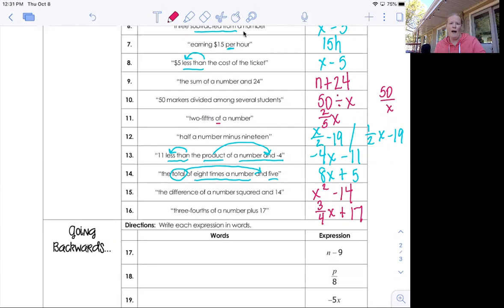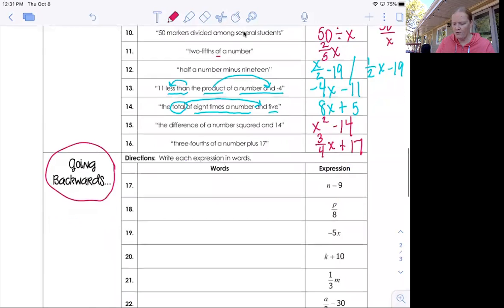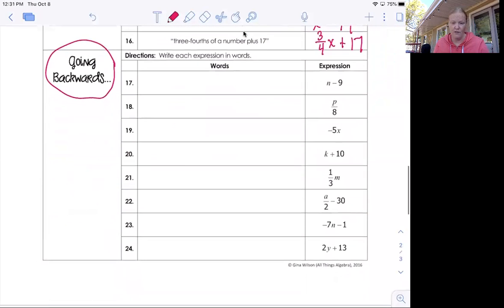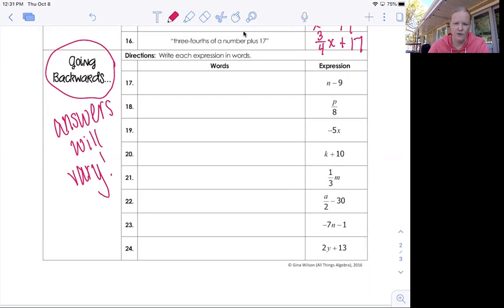Now we're going to go the opposite direction. We're going to go backwards. They're going to give us an expression, and we're going to use the words from the front page of these notes to write the sentence. This is where answers will vary. You can say really fancy words, or you can say the most basic words. When you grade this, again, this is on the homework, just ask for help if you're not sure if yours is right or not.